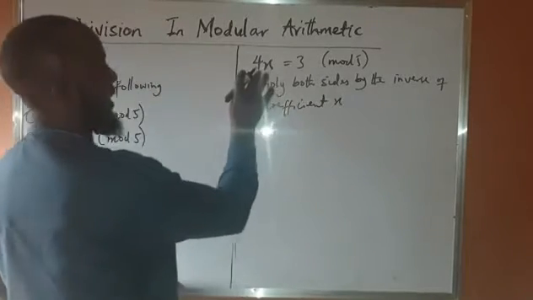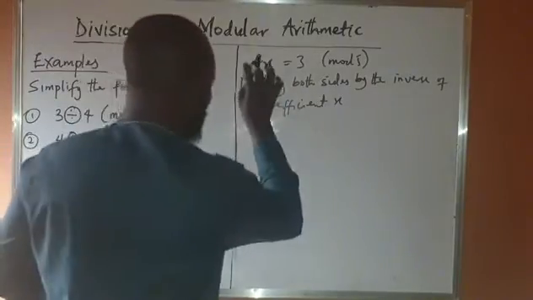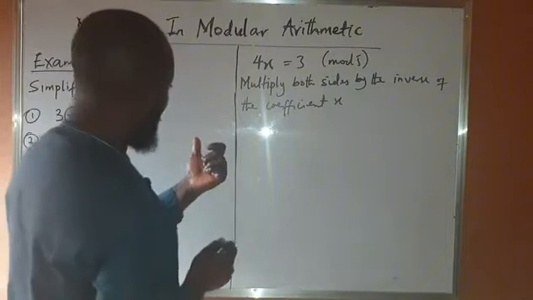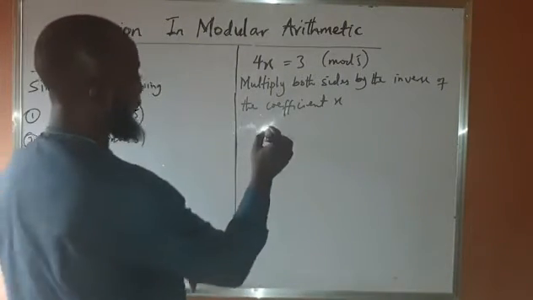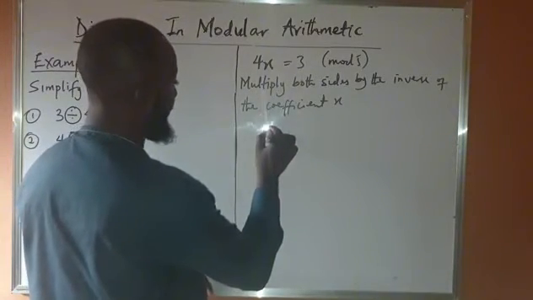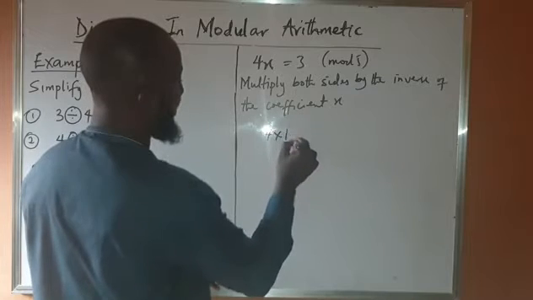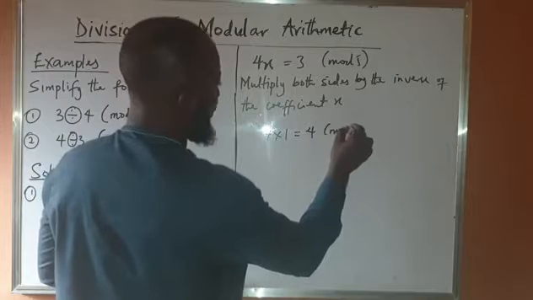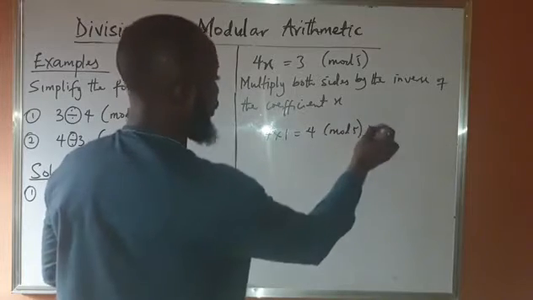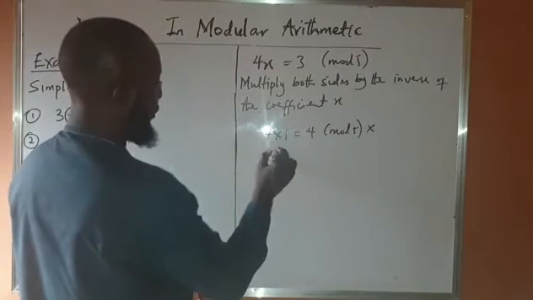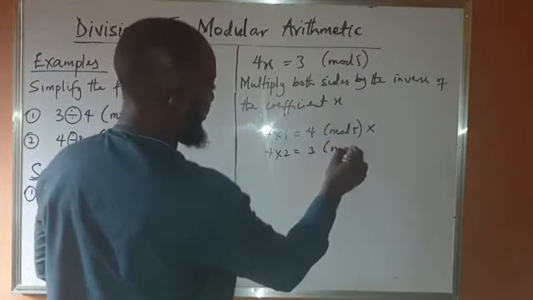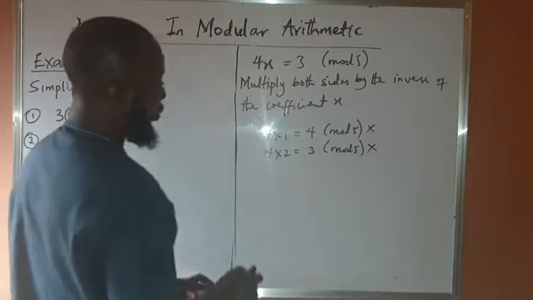So the coefficient of x here is 4. So we want to find the inverse of 4. As we have learned before, to get the inverse of 4, we try 4 multiplied by 1. That gives 4 in mod 5, so this one is not giving us 1, and we will not make use of this. Then 4 multiplied by 2 gives us 3 in mod 5. So this one will not work again.